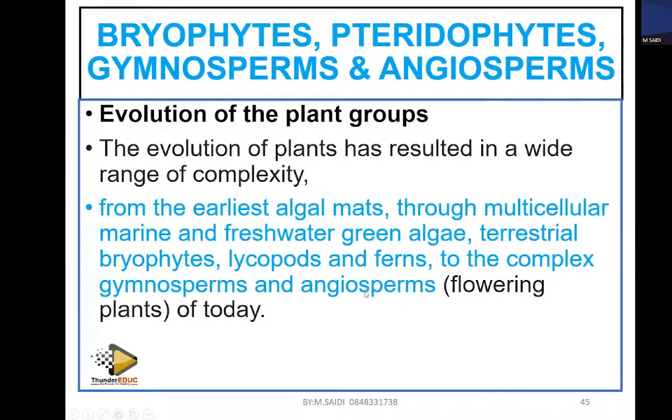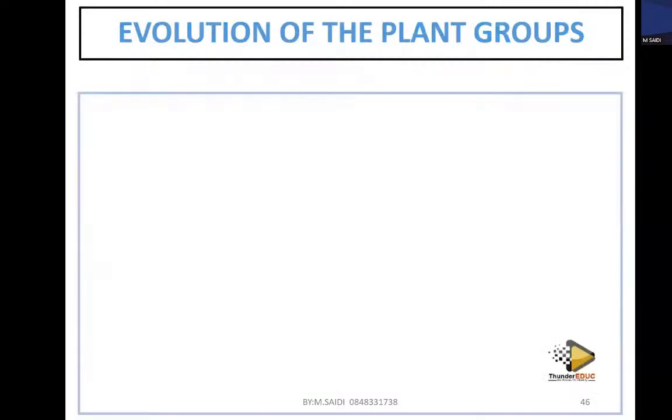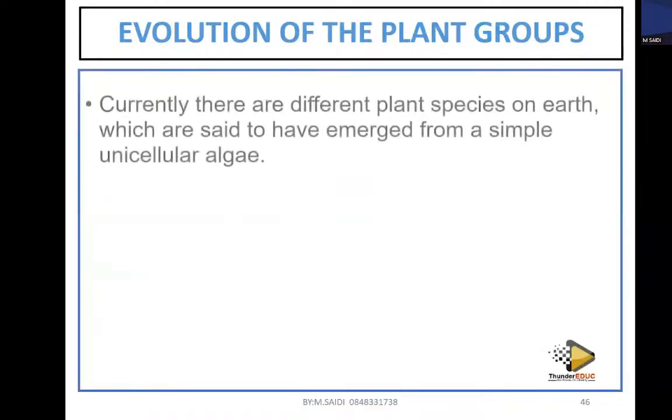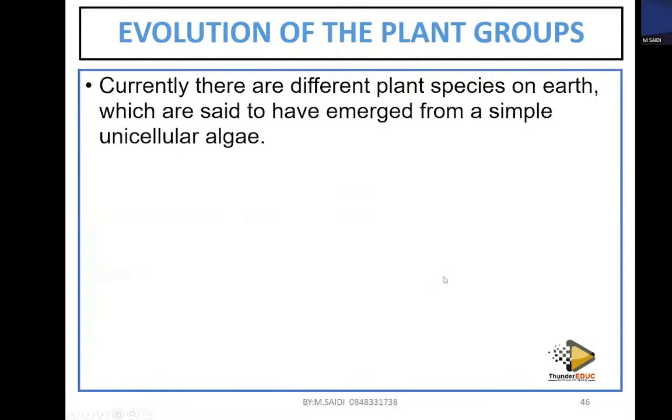We're going to look at it. Let's look at the detailed part of the evolution of plant groups. Currently, there are different plant groups or plant species on Earth, which are said to have emerged from a simple unicellular algae. So in this case, the previous algae was unicellular, one cell, but it developed into a multicellular organism.